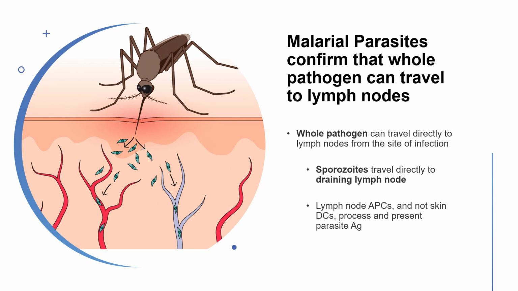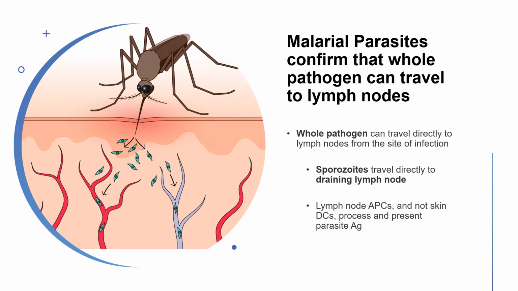They did some kind of cool research with this, looking at malarial parasites. And these actually confirmed that whole pathogens can actually travel to the lymph nodes and do so within minutes of injection into the bloodstream. So minutes after injection into the skin by a mosquito bite, sporozoites that carry malaria from the mosquito travel directly to the draining lymph node. So the whole antigen is available as sporozoites for B cells, or resident antigen presenting cells can process and present that antigen to T cells as well.